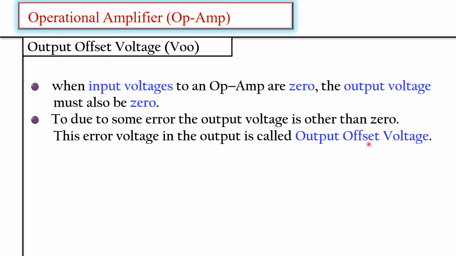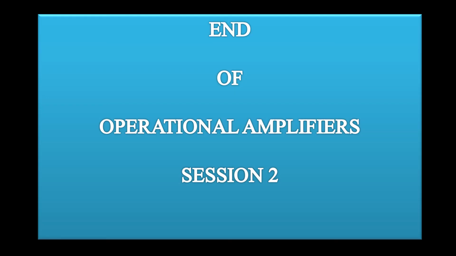In today's lecture, we have seen the characteristics of an ideal op-amp, then the characteristics of the practical op-amp. Then we have seen the parameters of op-amp. We have seen half of the parameters, that is input bias current, input offset current, and the output offset voltage. The remaining parameters we'll see in the next lecture.